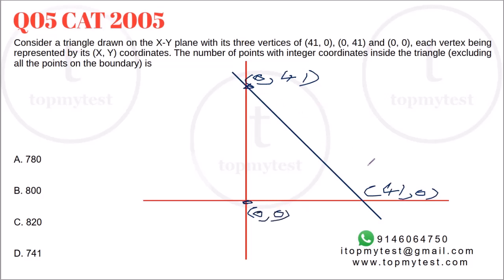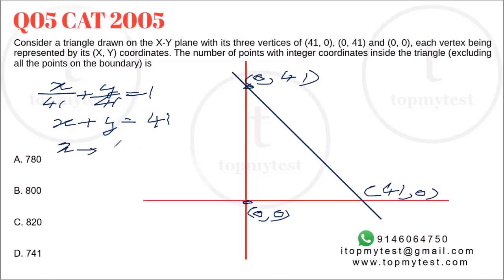Now I can find the equation of this line, right? You can do it using the intercept form. x by 41 plus y by 41 equals 1, which means x plus y equals 41, right? Now the question is, what is the number of points with integer coordinates inside the triangle, excluding all on the boundary? So x can take values from 0 to 41.